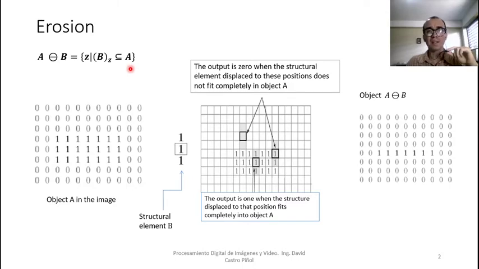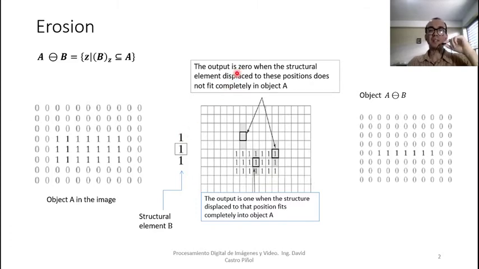In order to understand it better, here is an example. This is an object A in the image. We can see the ones over here, all the other values are 0, and here we have the structural element B, which is a very simple one row, one column element. The operation consists in moving this structural element around the whole image, and depending on the relationship between object A and the structural element, the output will change.